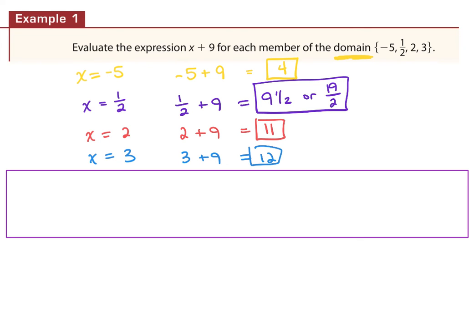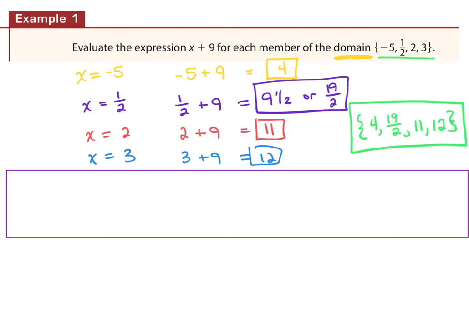So then if they ask me for the range, it is going to be a set of numbers. So you should have your set notation, and you want to list it in least to greatest. So this is 4, 19/2 or 9.5, 11, 12. So my answers here would be a set of numbers. I don't have one number as my answer. They gave me a set of numbers to put in as input. I have a set of numbers to output. All right? So they can do it just like this. Evaluate, they give you this expression, and then they give you the 4.